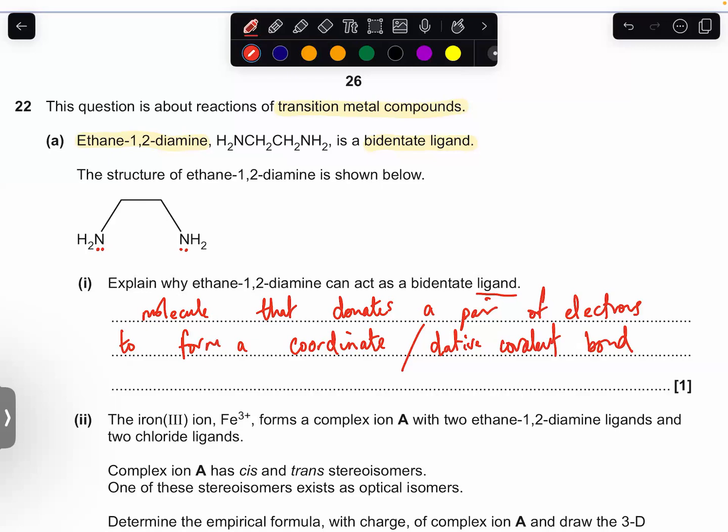Now, this question is asking about a bidentate ligand. Bi means two. So you just insert the word two: a molecule that donates two pairs of electrons to form two coordinate bonds. The word is two. And this word dentate, you can relate it to the word, for example, teeth, dentures, or dentist. So it's two teeth biting onto the transition metal ion.